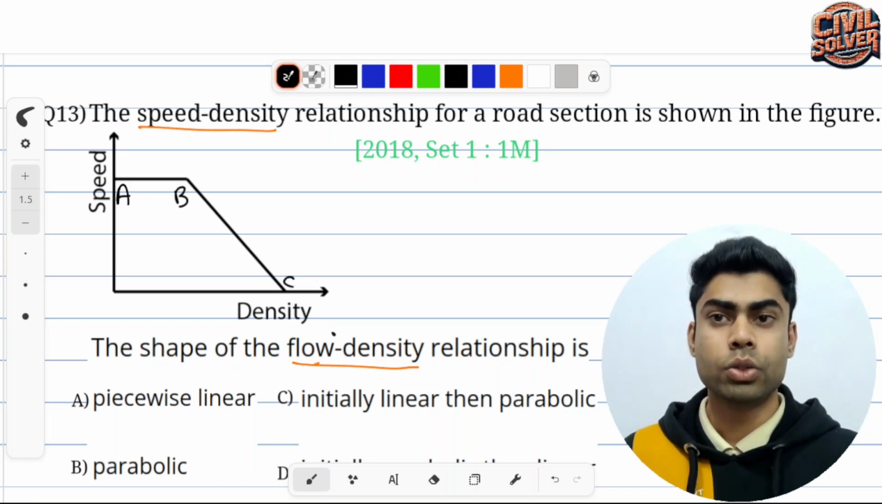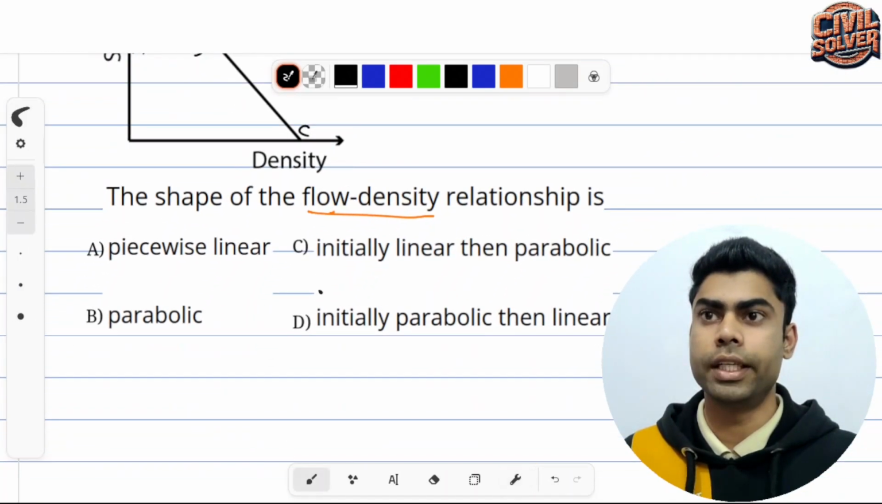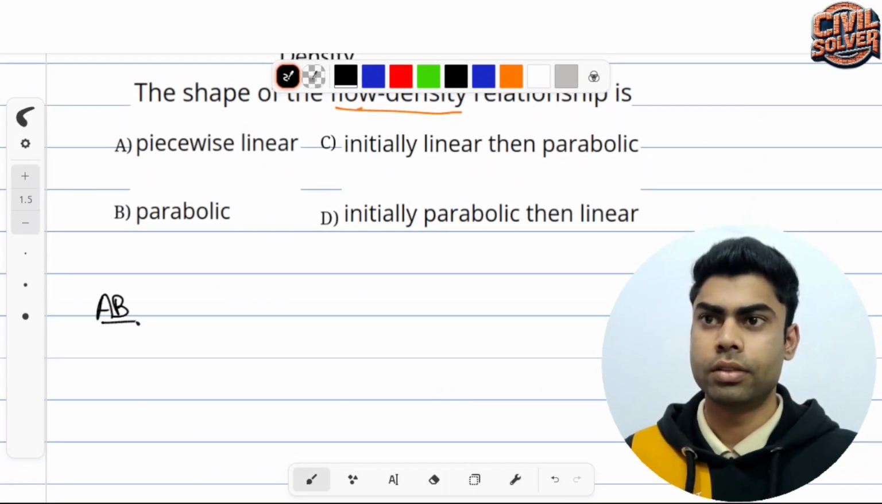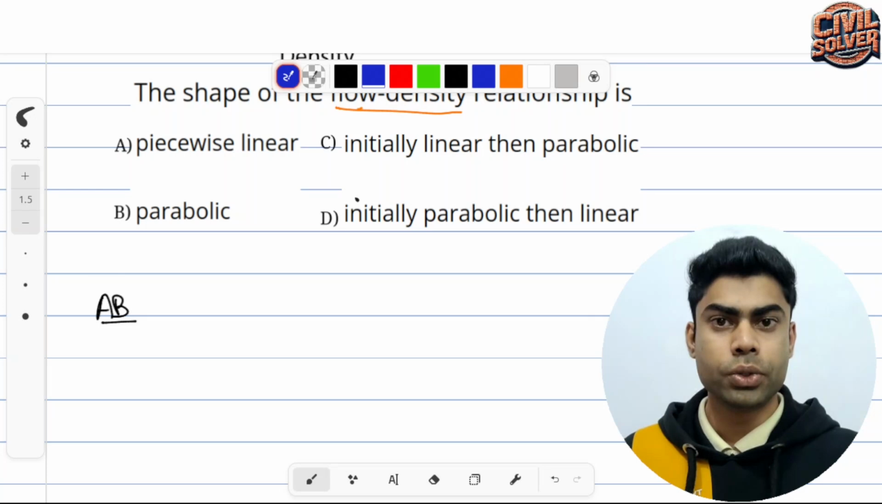So I will first analyze the portion AB. So I will write it over here, AB. Now we will use two basic equations.